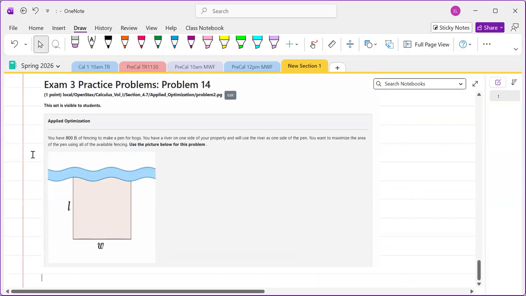All right, so they've given us a picture, and in the picture, they've labeled some sides for us. But we've got 800 feet of fencing to make a pen for hogs. And for some weird reason, we've decided using the river as one side is totally fine. So we don't have to lay fence on the river side. So we want to maximize the area of this pen using all of the fencing we can.